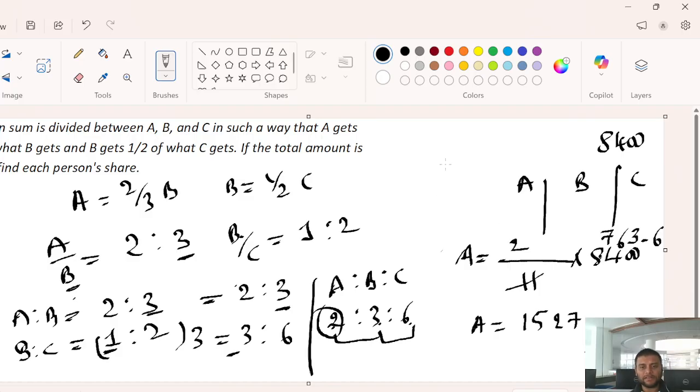Similarly, if you want B's share, the same expression, guys. Who is representing B? 3 is representing B, divided by total parts 11, into 8,400. 8,400 by 11 value is 763.6. So 3 into 763.6 will give you B's share. Similarly, for C's share, 6 divided by 11 into 8,400. Would you please do the calculation for B and C, guys? I have given you the values here.